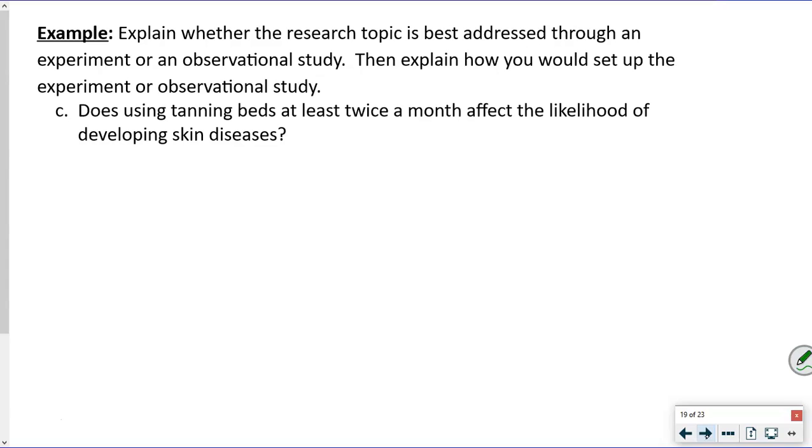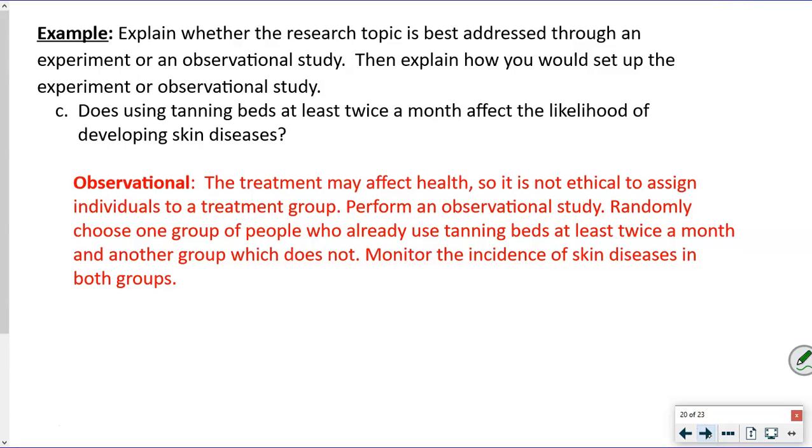So here's our last example. Does using tanning beds at least twice a month affect the likelihood of developing skin cancer? Would you do this experimental or observational? And how would you set it up? Here again, this would be observational. The treatment may affect their health, so it's not ethical to assign individuals to a treatment group. So we would perform an observational study: choose one group of people who already use tanning beds at least twice a month and another who does not, and monitor the incidence of skin cancer in both groups.